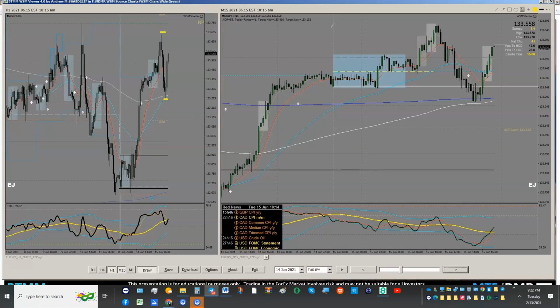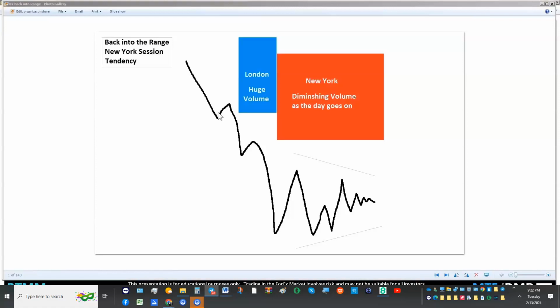We need to very clearly differentiate London session and New York session in our minds. And this drawing perfectly illustrates the difference between the two. Huge volume in London session, big, large moves. Then you start to see diminishing volume as the day goes on. So as the day is transpiring, we start to see moves back inside the extremes. See how that wedge is being created? Most New York session days terminate with wedges.